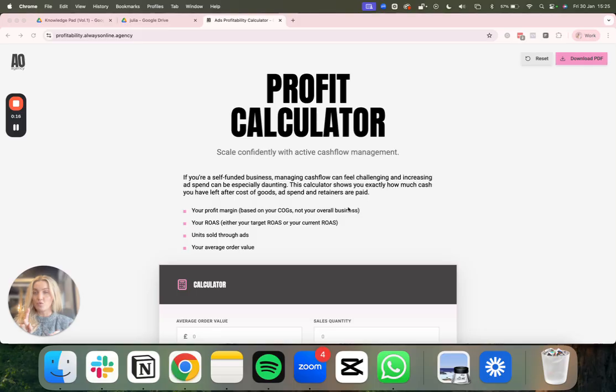You need to have your profit margins on your cost of goods, so not on your store as a whole, just on your goods. You need your ROAS, either the target you're aiming for or your current ROAS. You need to know how many units were sold through the ads, so any conversion that's had a touch point on the ads, and your average order value, which is again the average order value you're getting on ads rather than your store as a whole.